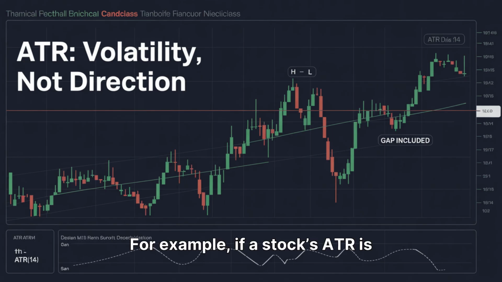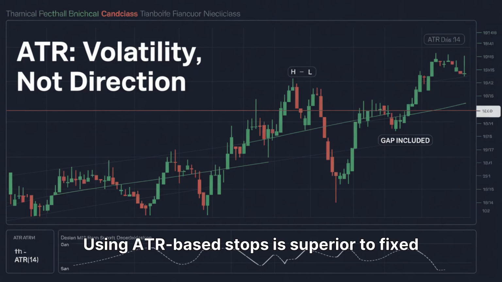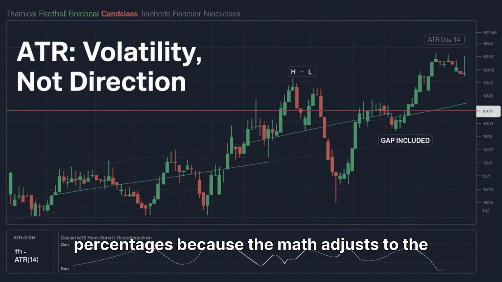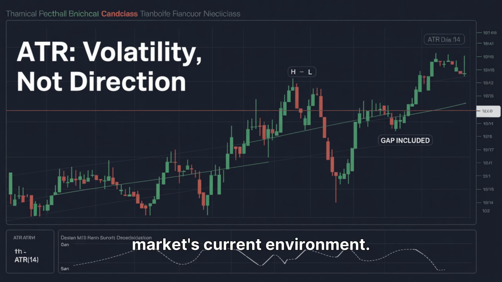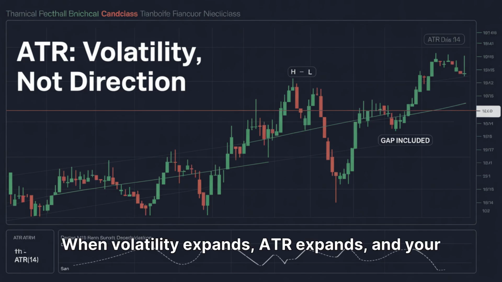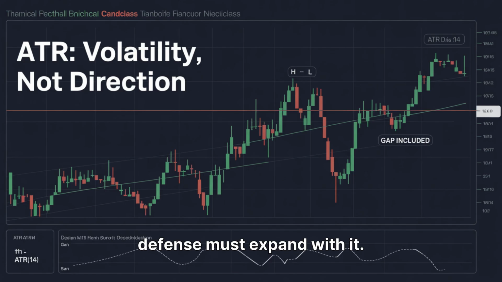For example, if a stock's ATR is 50 cents, it usually moves that amount from high to low. Using ATR-based stops is superior to fixed percentages because the math adjusts to the market's current environment. It tells us how far prices move so we can manage risk objectively. When volatility expands, ATR expands, and your defense must expand with it.